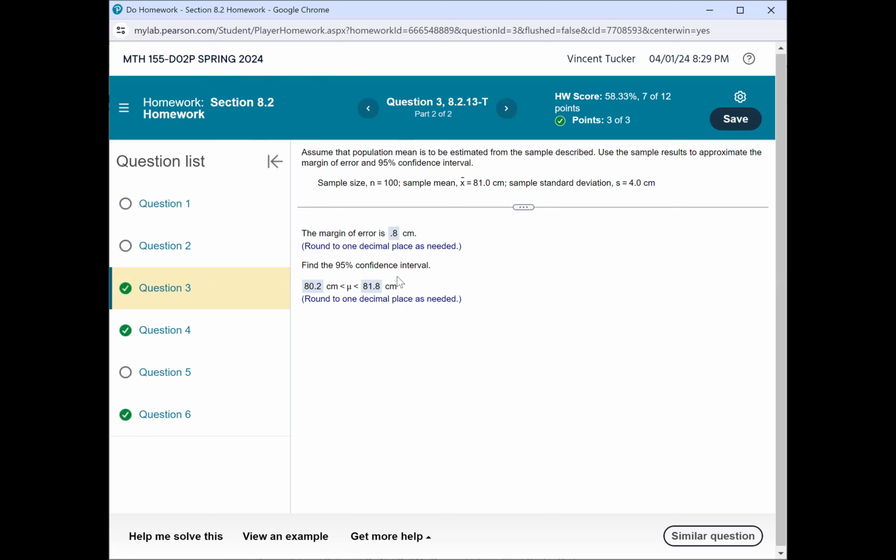And this was the first one. So you see the numbers I have are going to be different than yours, of course. And so it says assume the population mean is to be estimated from the sample described, use the sample results to approximate the margin of error of the 95% interval. So you see they give us the information right here. And so let's go to the notes.